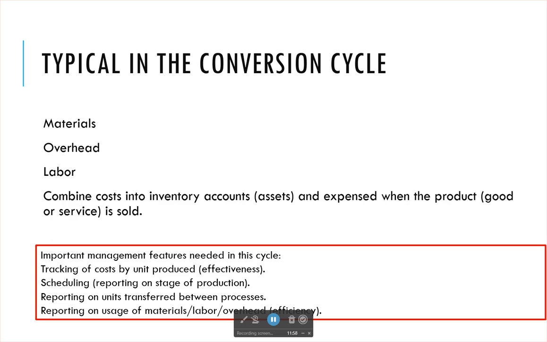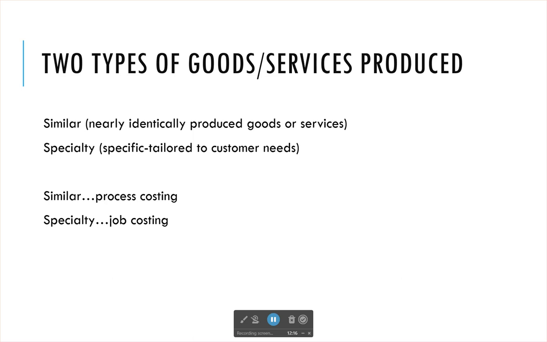That is also in effect when you're talking about Pizza Hut, right? Because if you deviate from the standards, and remember your menu prices are based upon standards, then you're either making more or making less in terms of your profits. Two types of goods and services can be produced, and your AIS system has to adjust to these. If they are very similar or identically produced goods or services, you will use process costing.